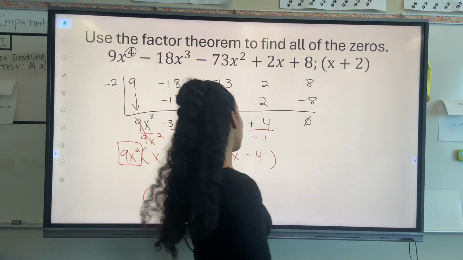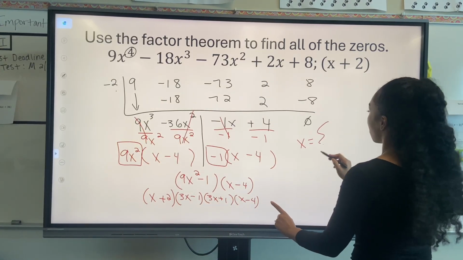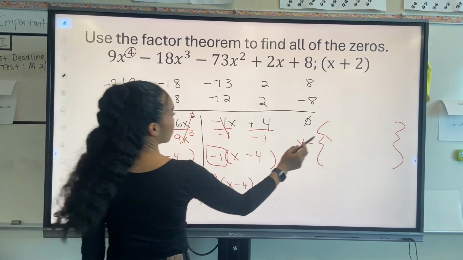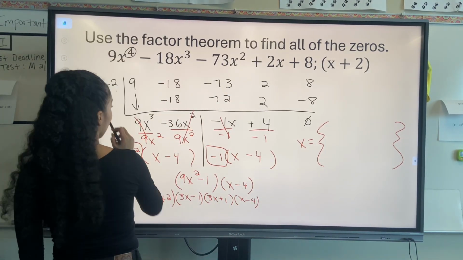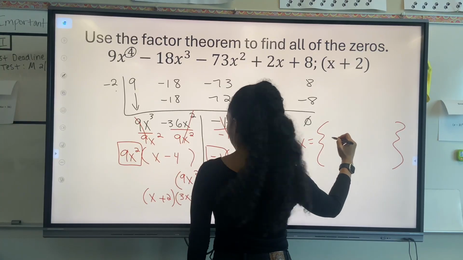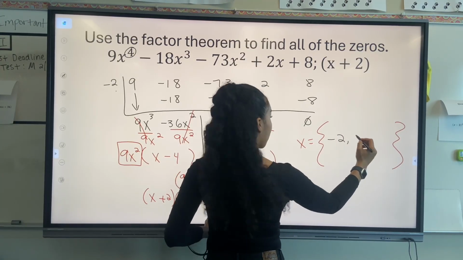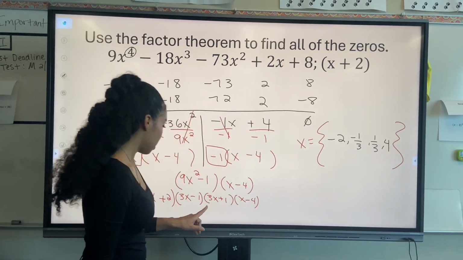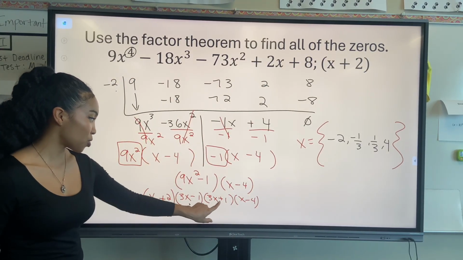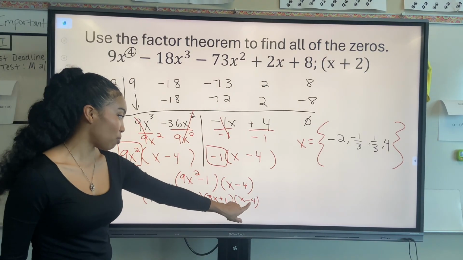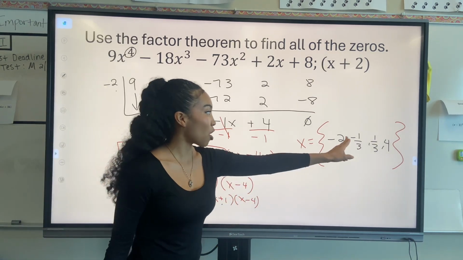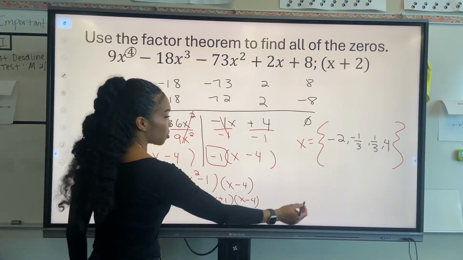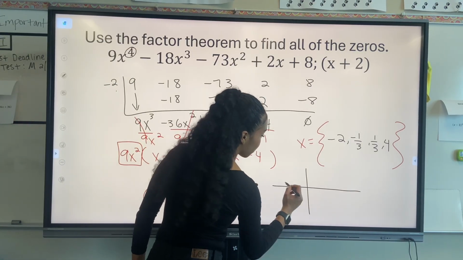We have 4 factors, that means 4 zeros. What are they? Yep. So -2, -1/3, 1/3, and 4. This one gives you a +1/3, this one gives you a -1/3, this gives you a +4. All right, so these are our 4 x-intercepts. So I want you guys to sketch it real quick. Go ahead and sketch it on your paper.